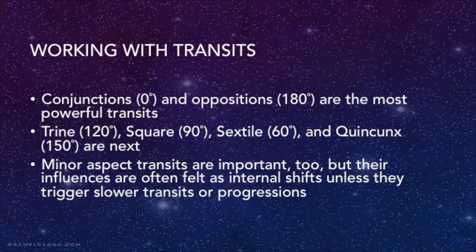Trines, squares, sextiles, and quincunx are next in terms of the potency of the transits. Trines are 120 degrees, squares 90 degrees, sextiles 60 degrees, and quincunx 150 degrees. Minor aspect transits are important, but their influences are often felt as internal shifts unless they trigger slower transits or progressions.